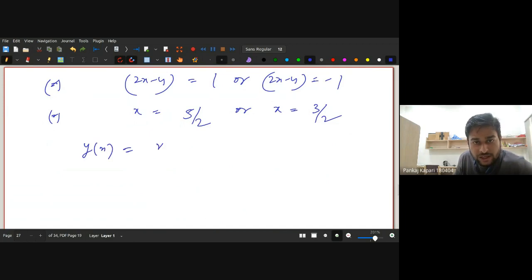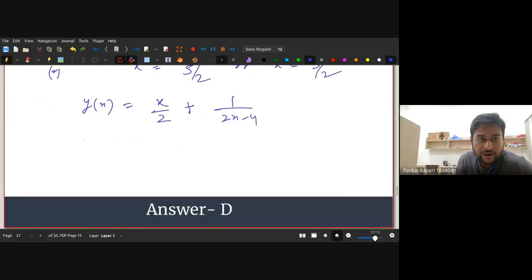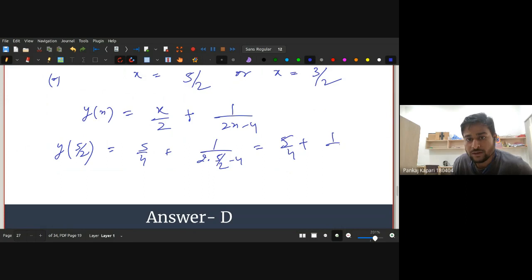How can you find that? Because y of x is x by 2 plus 1 over 2x minus 4, right? So you can find y of 5 by 2. You just replace x by 5 by 2. This is 5 by 4 plus 1 over twice into 5 by 2 minus 4, which is equal to 5 by 4 plus 1 over 1, right? This is just 1 plus 5 by 4, which is equal to 9 by 4.